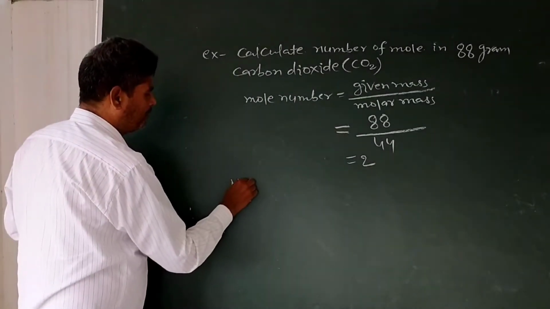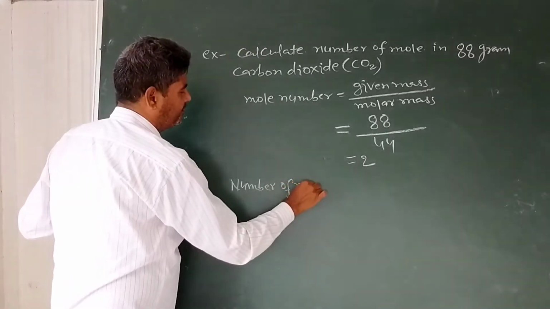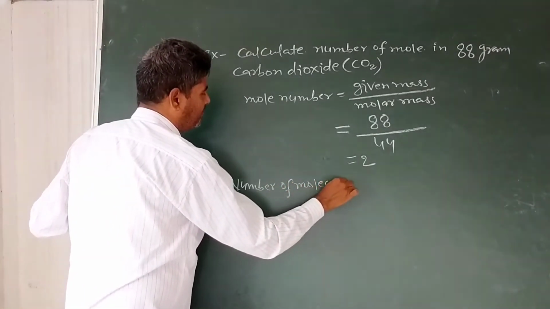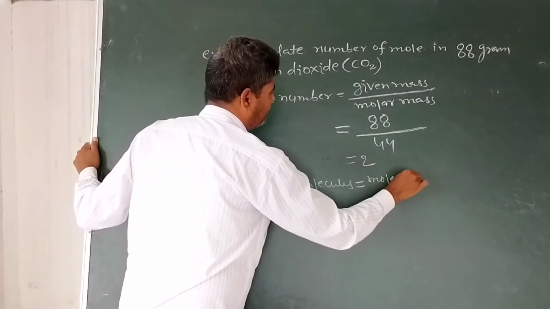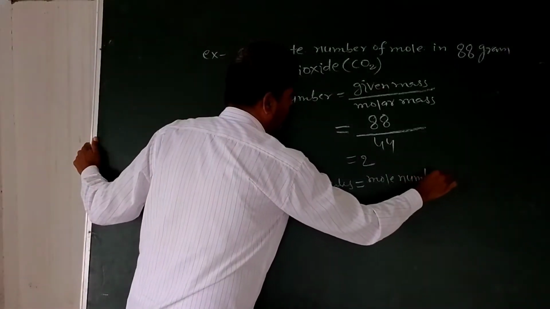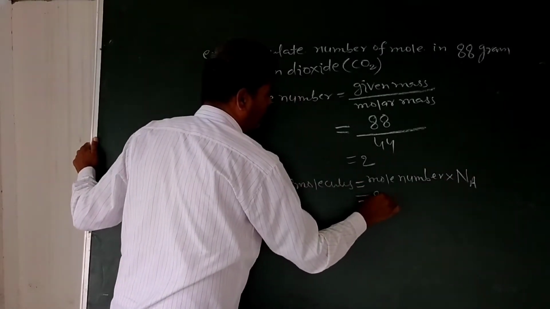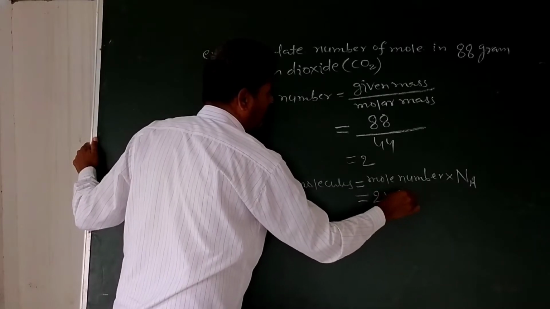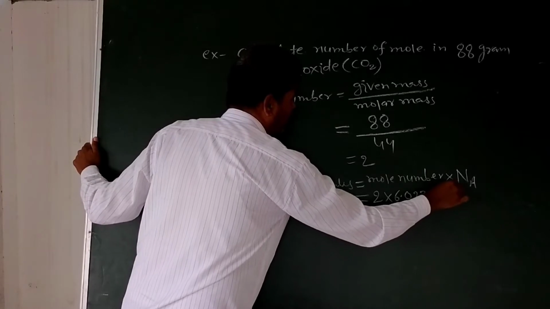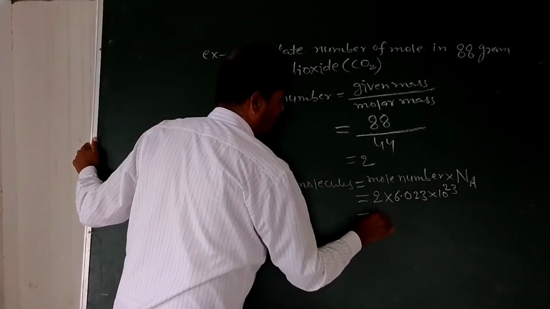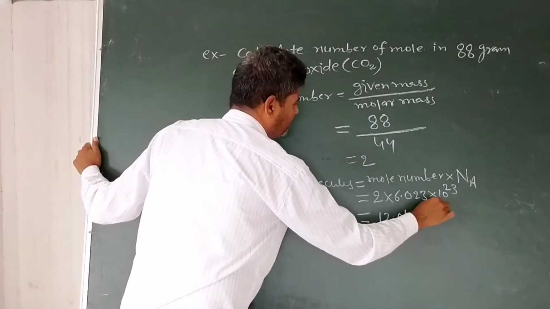Number of molecules is equal to mole number into Avogadro number. Mole number is 2 and Avogadro number is equal to 6.023 into 10 power 23. Thus 12.046 into 10 power 23.